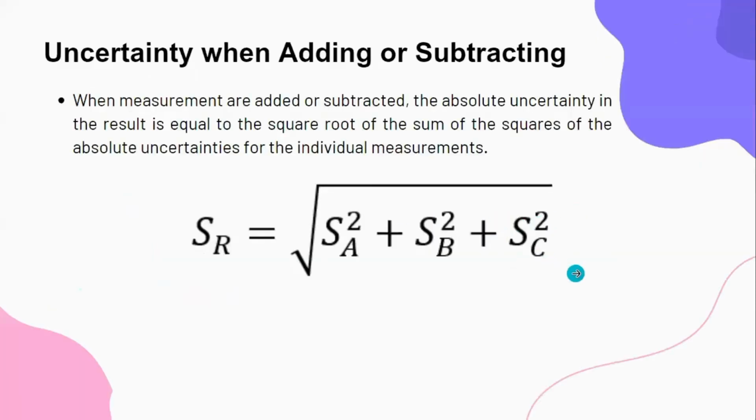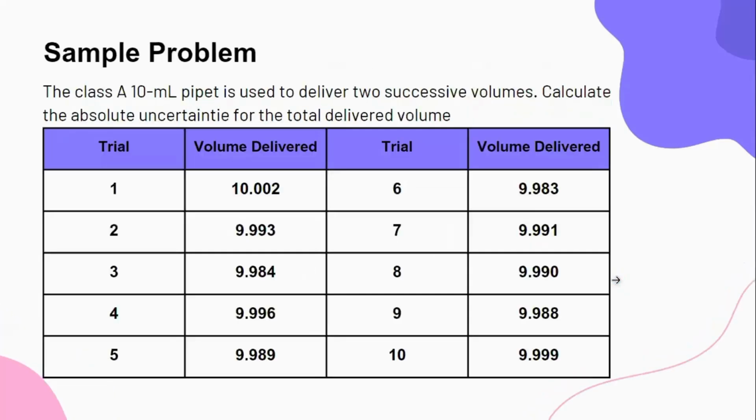Using uncertainty propagation involves different mathematical operations. The first is the uncertainty when subtracting or adding measurements. In these operations, the absolute uncertainty of the result can be calculated by taking the square root of the sum of the squares of the absolute uncertainties of each individual measurement. Let's use this equation by solving this sample problem.